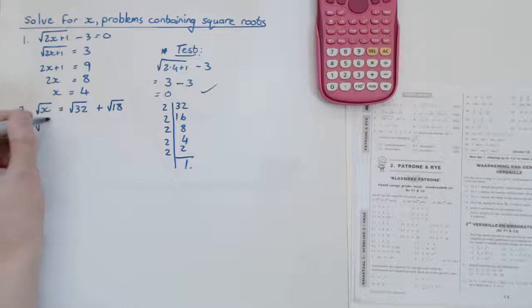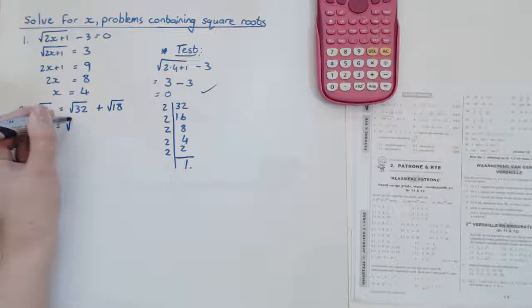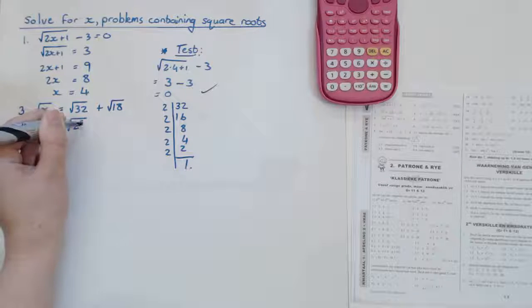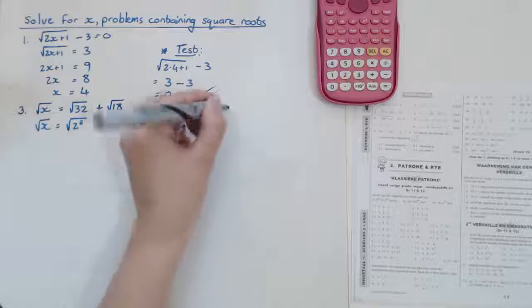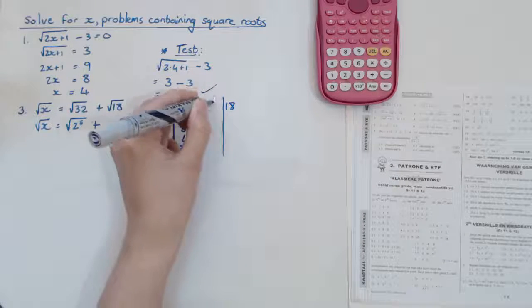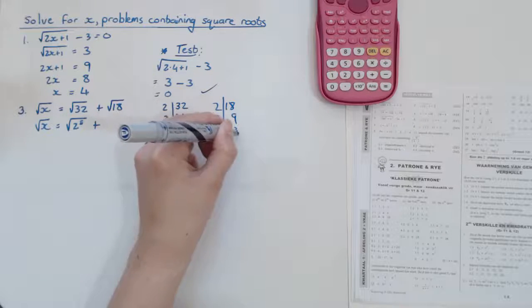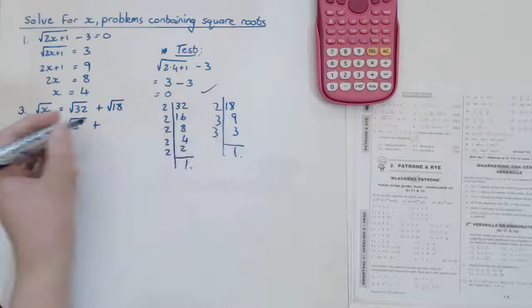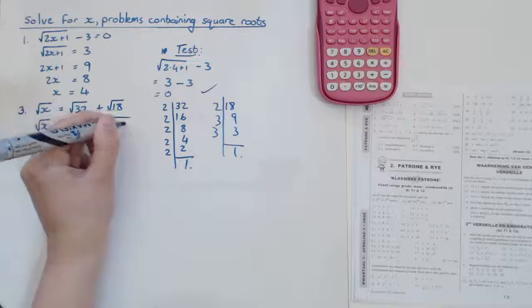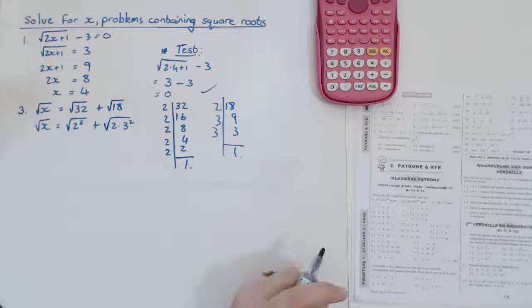So 32, I'm going to write in prime factor form as 2 to the power of 5, and 18, I'm going to write in prime factor form as 2 times 3 squared.